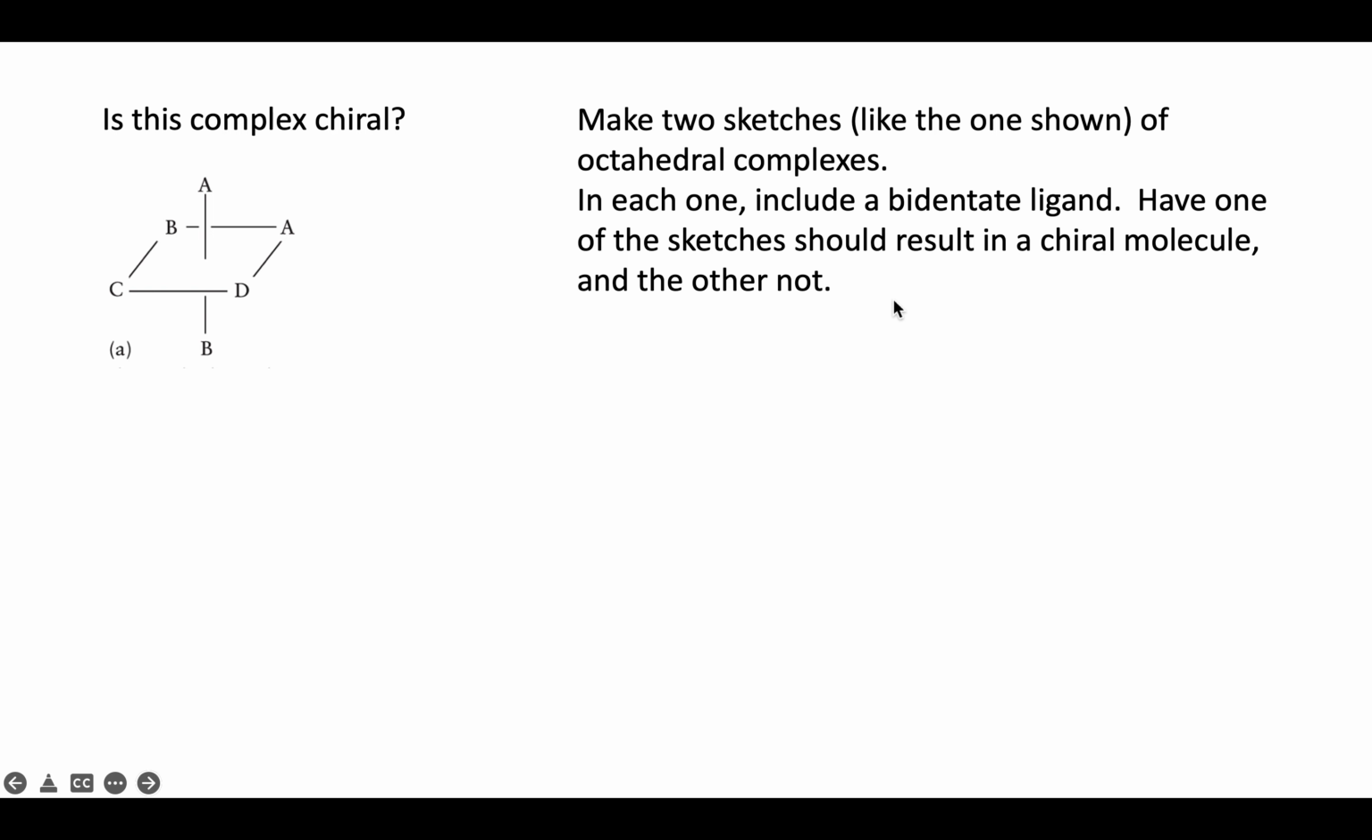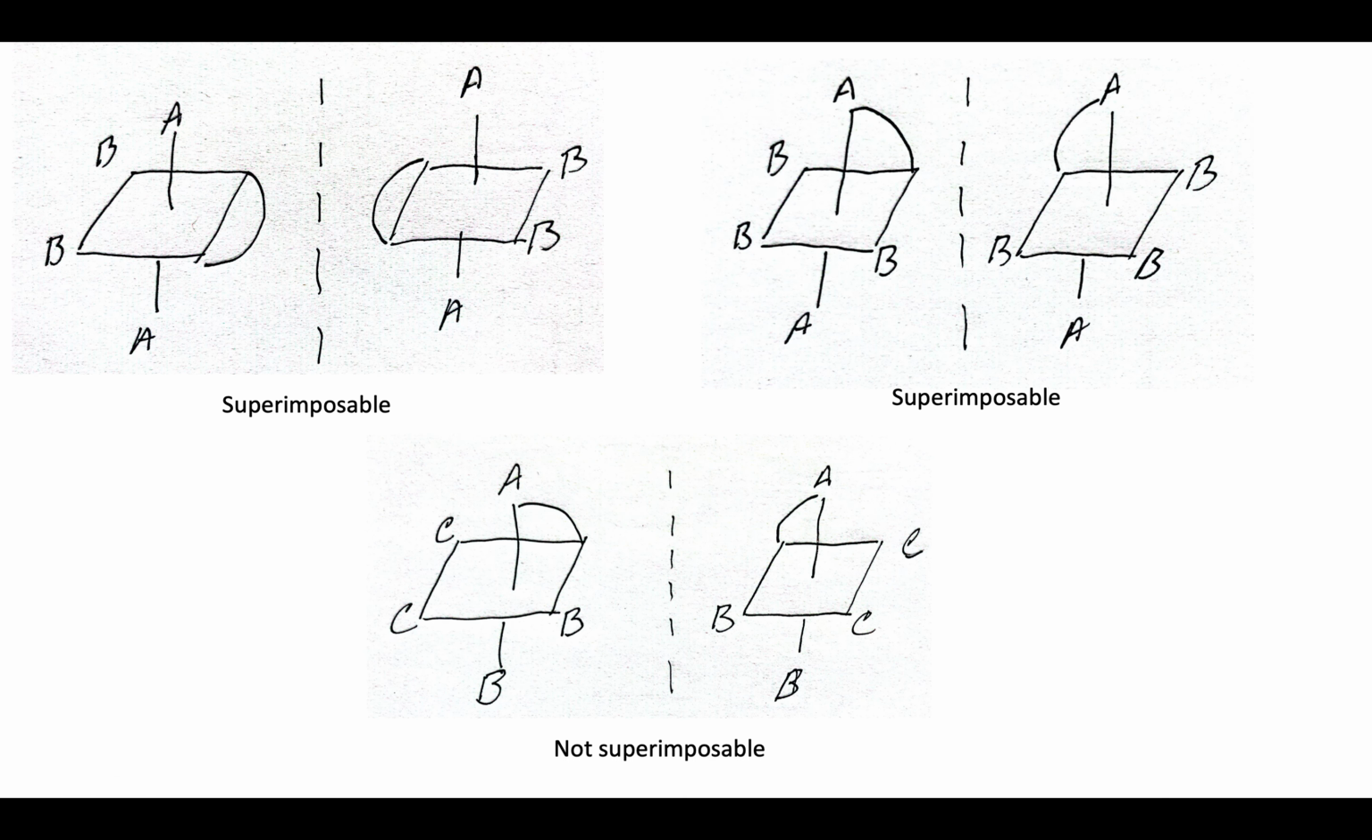What does it mean to include a bidentate ligand? Could you have that be chiral or not? So here's a few different examples. So with this line, I'm indicating that as a bidentate ligand. I had the mirror image in this case. In this one, I could then spin it around the central axis and return it back to where it was initially, so that would be superimposable.